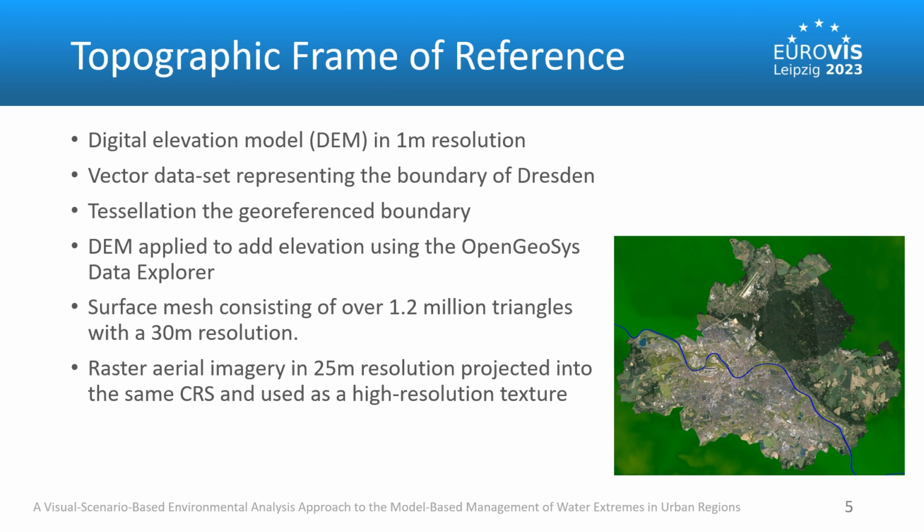After tessellating the georeferenced boundary, we applied the DEM of the region of interest to add elevation information using the OpenGeoSys Data Explorer, and thus received a highly detailed surface mesh consisting of over 1.2 million triangles with a 30 meter resolution. The raster aerial imagery of a rectangular area covering the city in 25 meter resolution has been projected into the same coordinate reference system, used as a high resolution texture for the surface mesh.